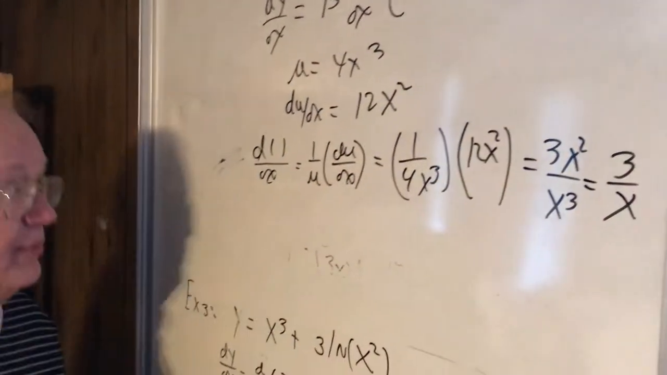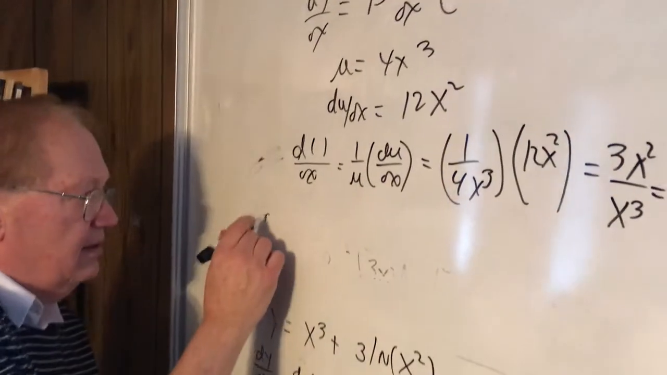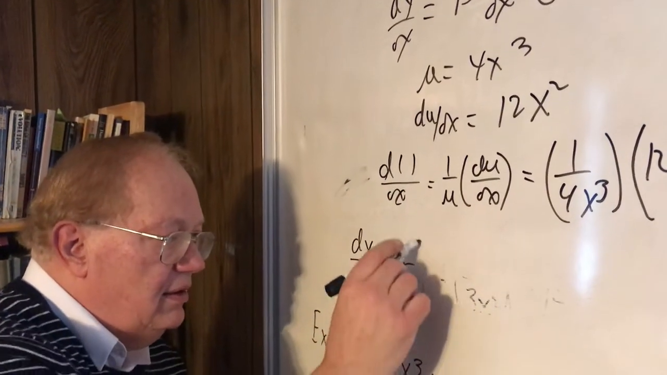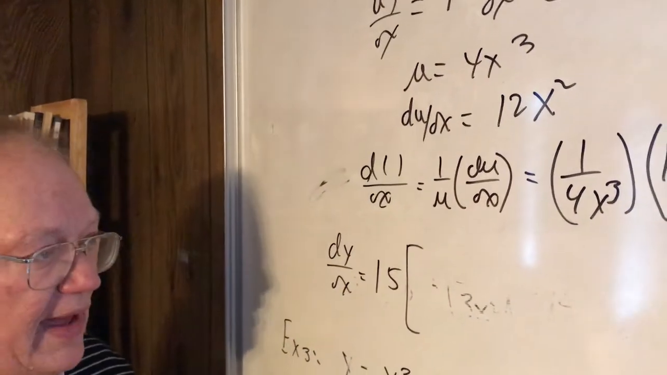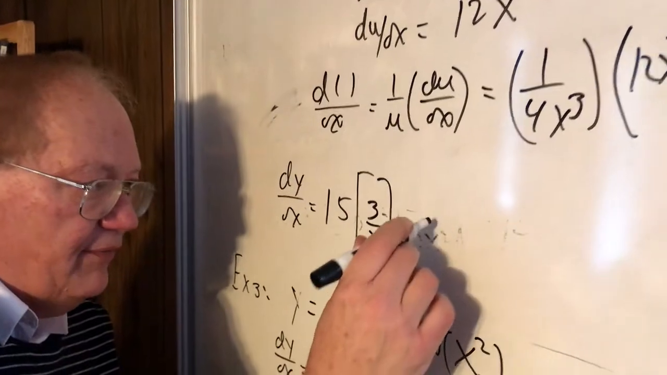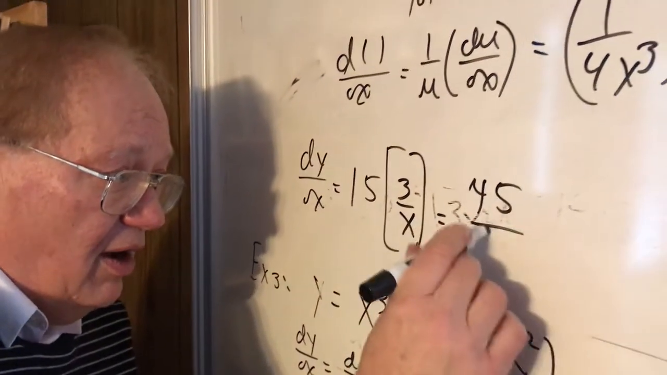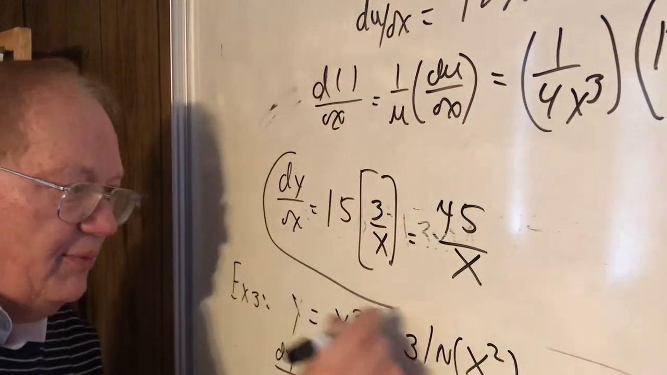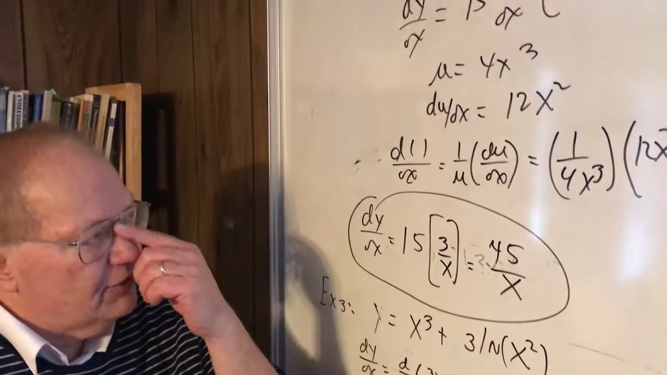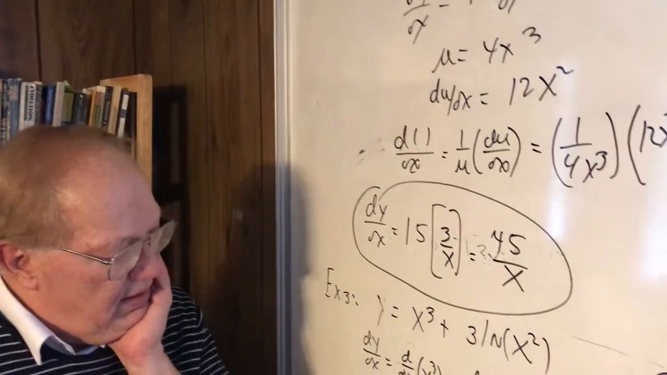So now I can substitute it back in here. dy/dx is going to be 15 times the derivative of that, which is 3 over x. So we get 45 over x, and that's where the constant comes in since it doesn't change. It's a lot easier bringing those constants outside.